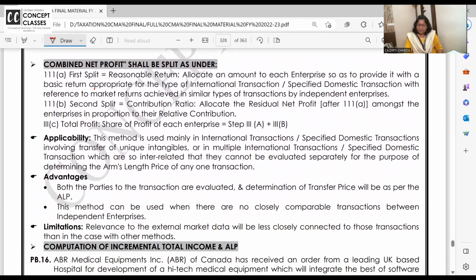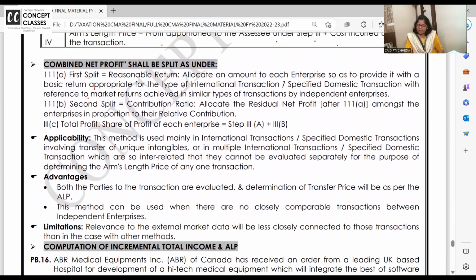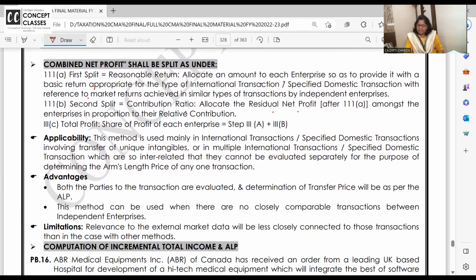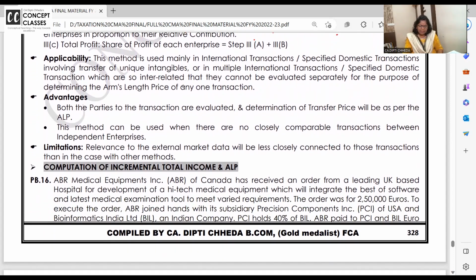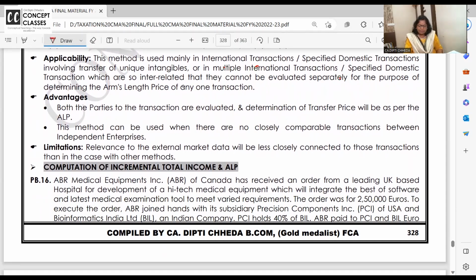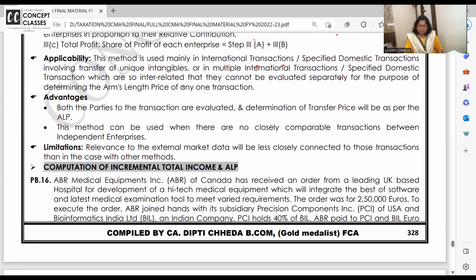First split: allocate an amount to each enterprise to provide it with a basis appropriate for the type of transaction. Second split, contribution ratio: allocate the residual net profit among the other enterprises in proportion to their contribution. हाँ, तो contribution के हिसाब से वो आपको एग्जाम में देंगे. This method is used mainly where international transactions involving transfer of tangibles and all are so interrelated that they cannot be evaluated separately for the purpose of determining the arm's length price.